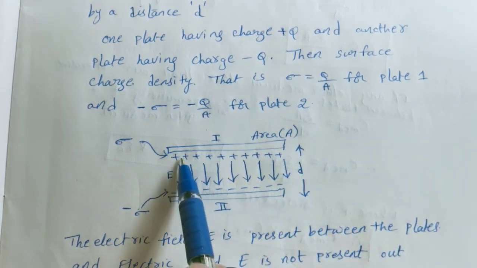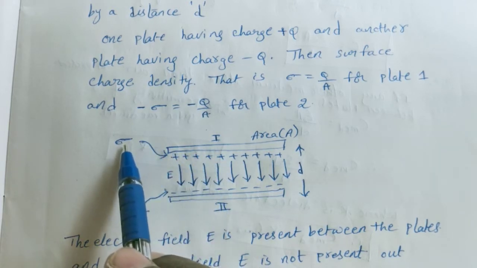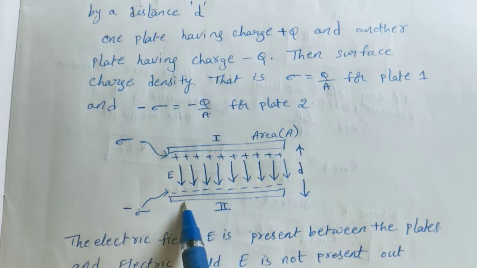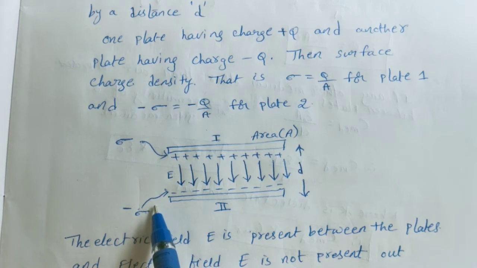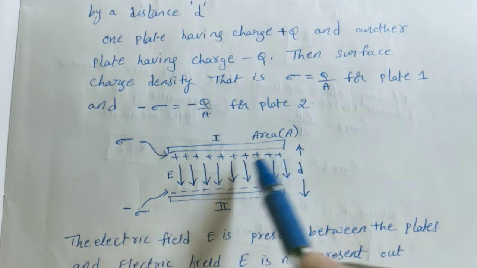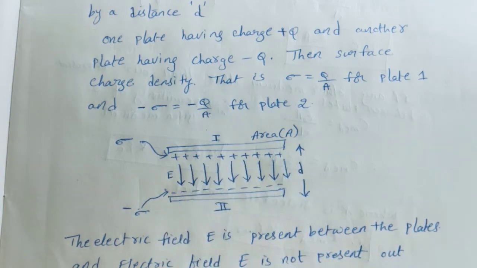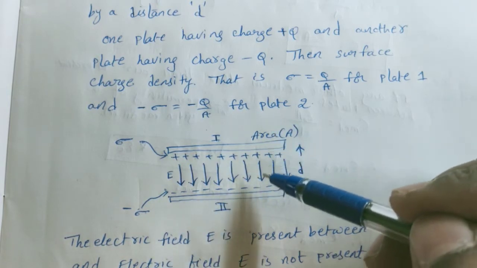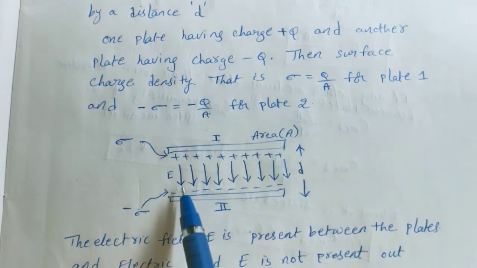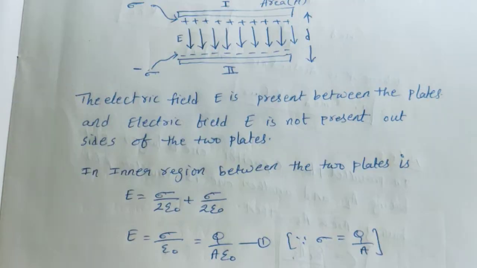When we give a charge plus Q on the first plate, it has surface charge density sigma. When we give a charge minus Q on the second plate, it has surface charge density minus sigma. Between these two plates, an electric field will necessarily be developed, directed from the positive plate to the negative plate. Here the electric field lines are all parallel to each other like this. So already, between the parallel plates, an electric field is developed.